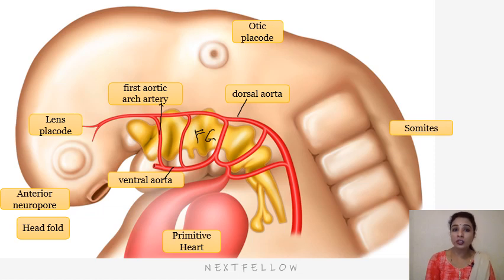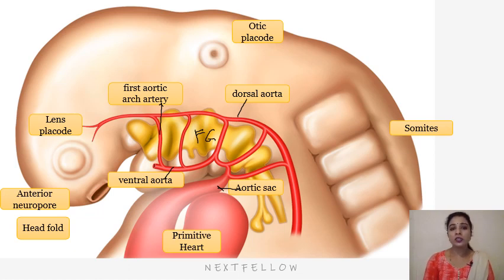The part lying dorsal to the gut is called the dorsal aorta, and the arched portion connecting the ventral and the dorsal aorta lies in the first pharyngeal arch, and it forms the first aortic arch artery. After fusion of the two primitive heart tubes, the two ventral aortae partially fuse to form the aortic sac. This is the aortic sac. The unfused parts of the ventral aorta form the right and left horns of the aortic sac, which I will show in the next image.